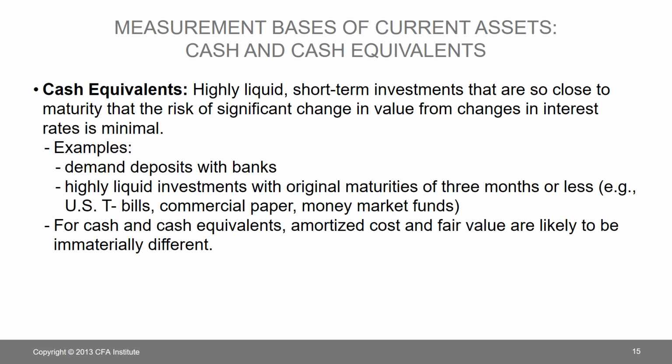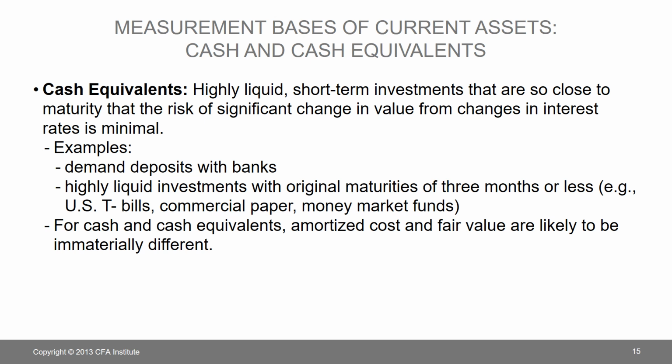Under US GAAP, the definition is similar, but it is based on an exit price, the price received to sell an asset or paid to transfer a liability, rather than an entry price. For cash and cash equivalents, amortized cost and fair value are likely to be immaterially different.